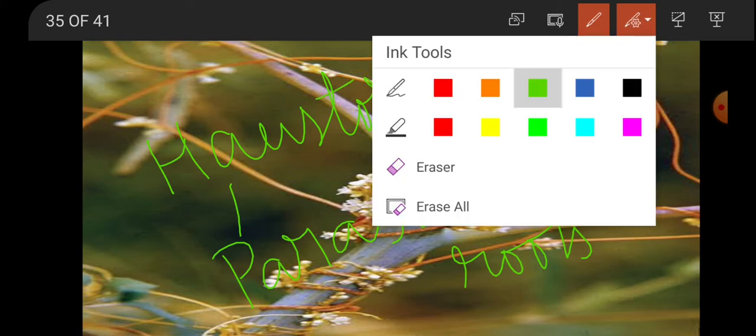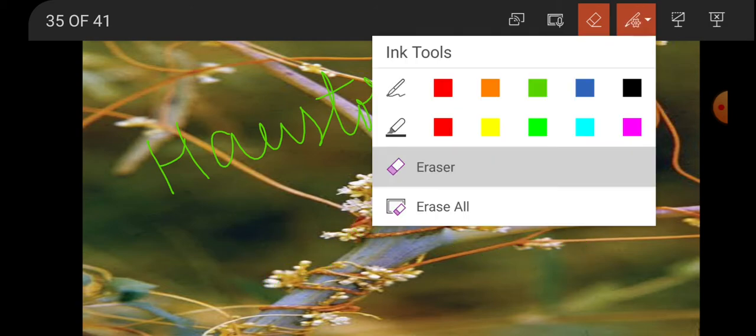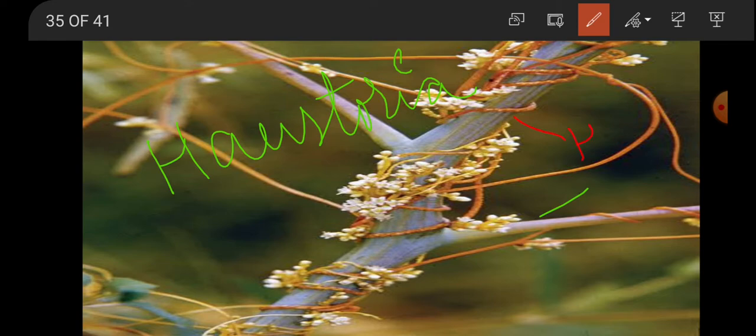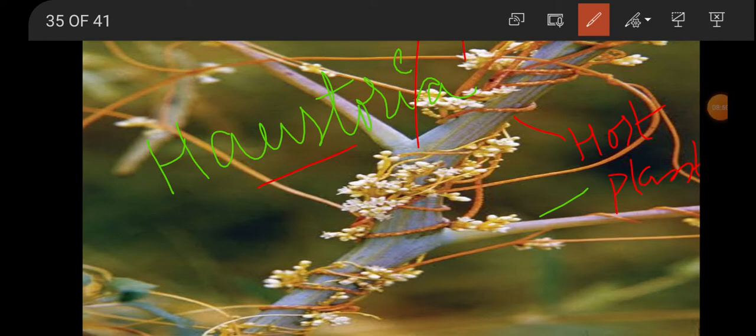So here if you observe, this is the host plant. Now the parasitic root is the Haustoria. Remember this word Haustoria, children. It is followed till your 10th class and even further. Generally roots are brownish in color growing inside the soil.